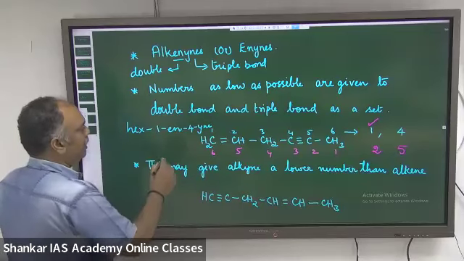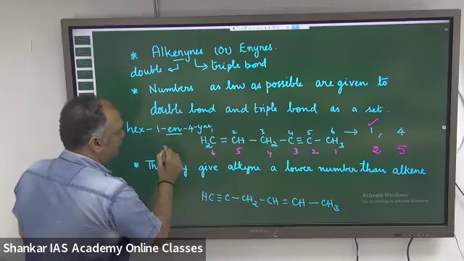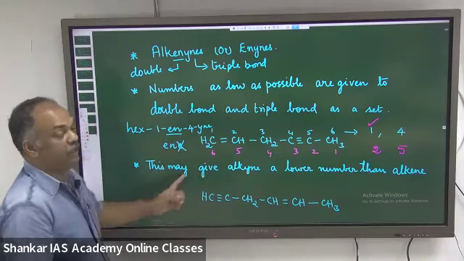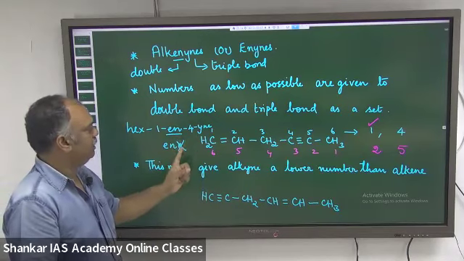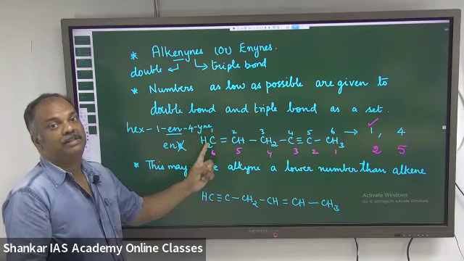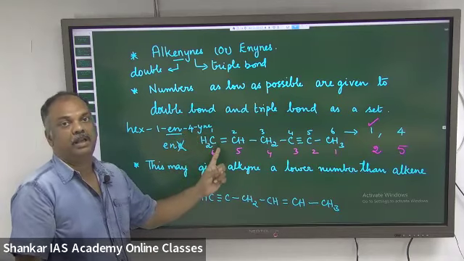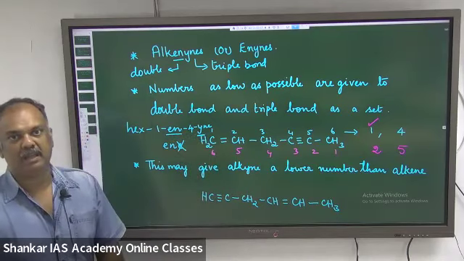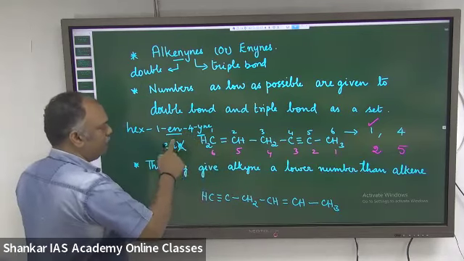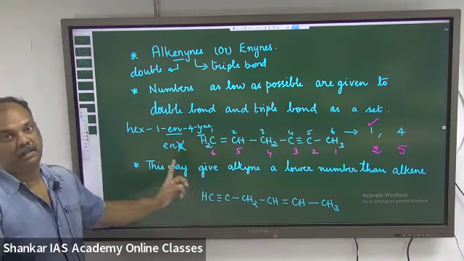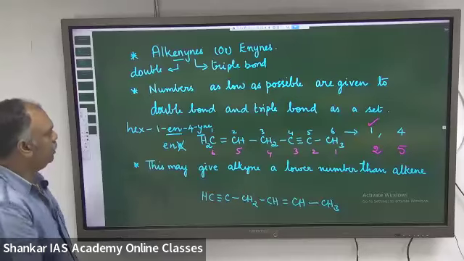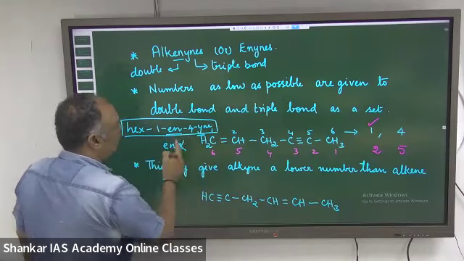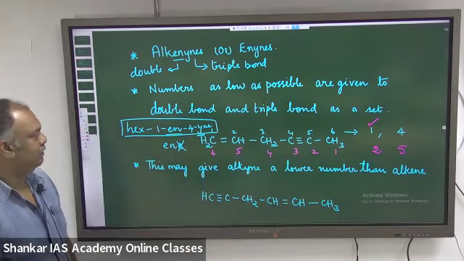You will note that this ene does not have the spelling ending with e. I am not putting any e. That is because this e is followed by a vowel sound. The ene is followed by a vowel sound, yne. If that is the case, you have to remove the e. So the name for this compound is hex-1-en-4-yne. So the en doesn't have an e.